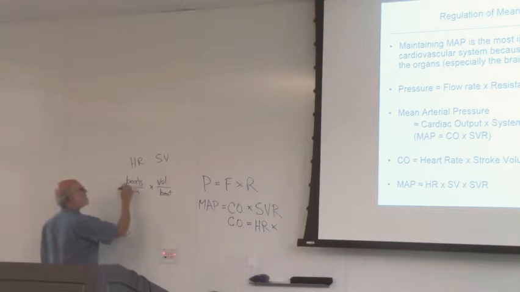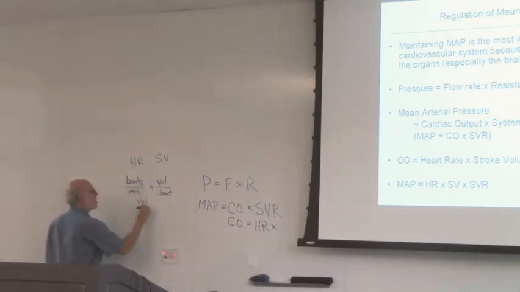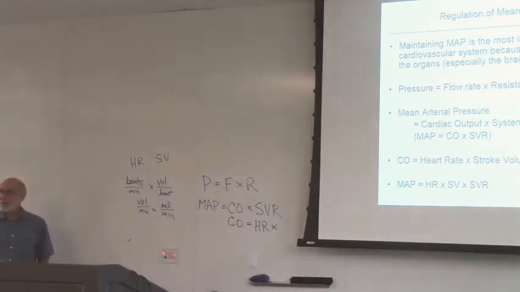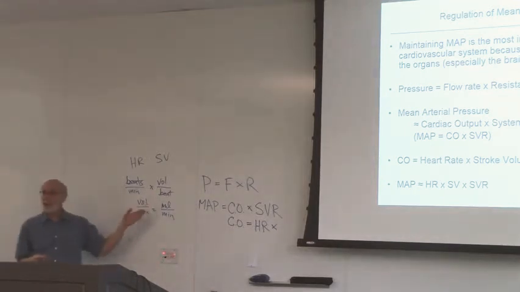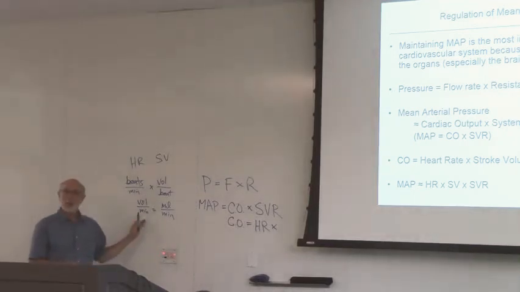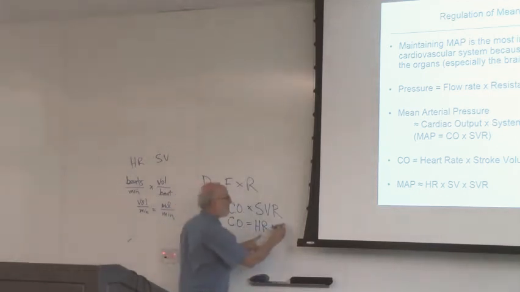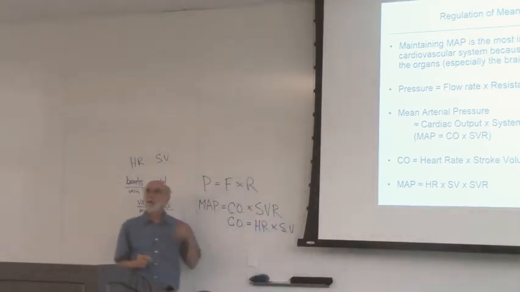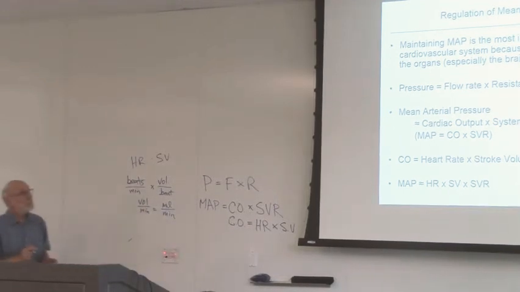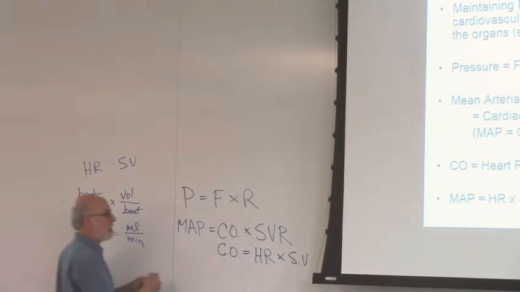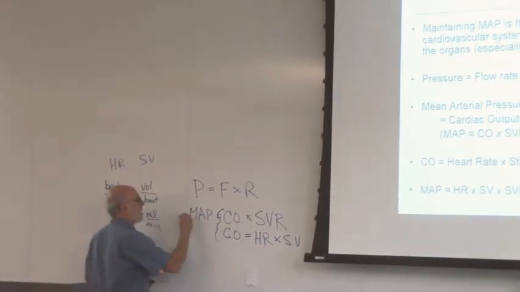So you can see this is going to be volume per minute, and it's usually in milliliters per minute. A flow term, not a volume term, a volume per minute term. Okay? So cardiac output is heart rate, beats per minute, times stroke volume, volume per beat. Pretty simple equations.